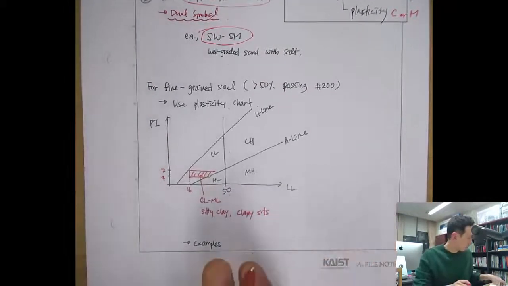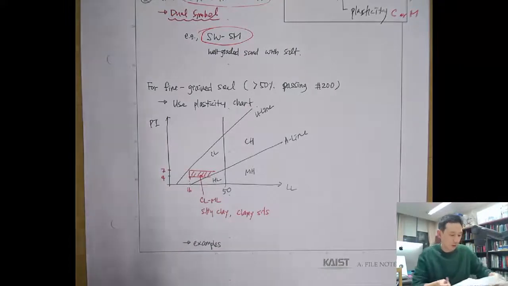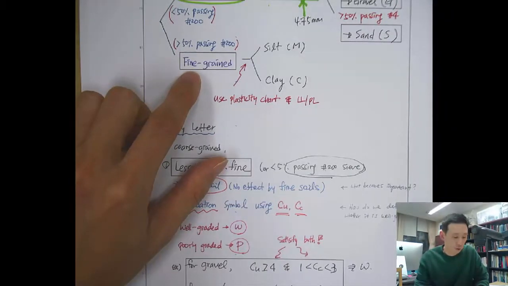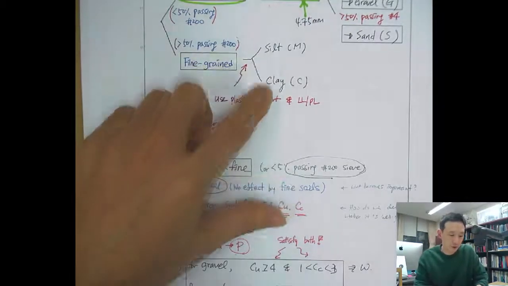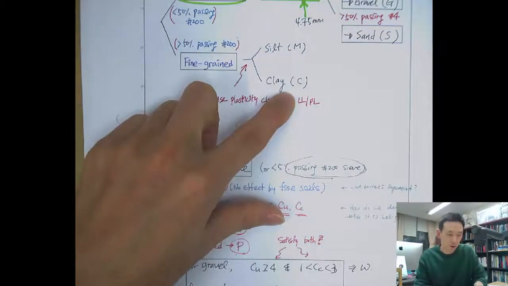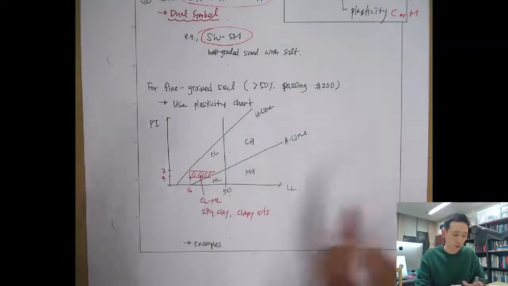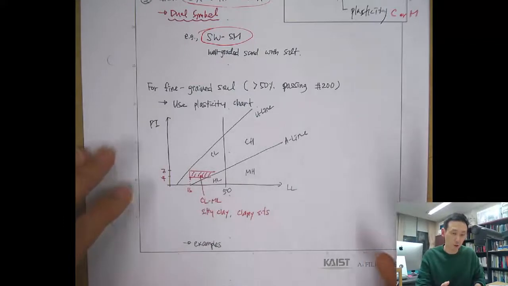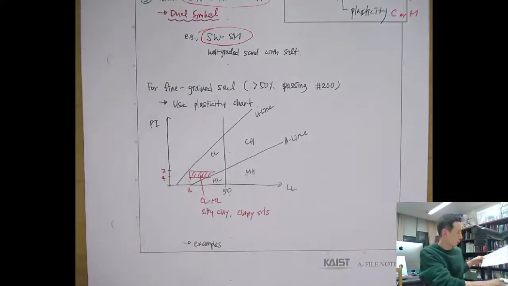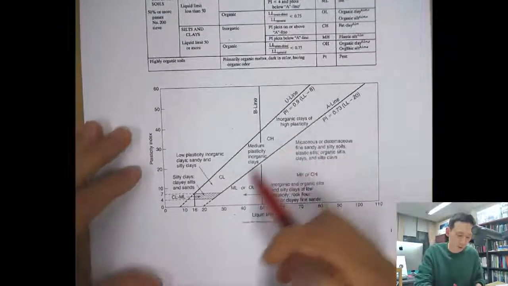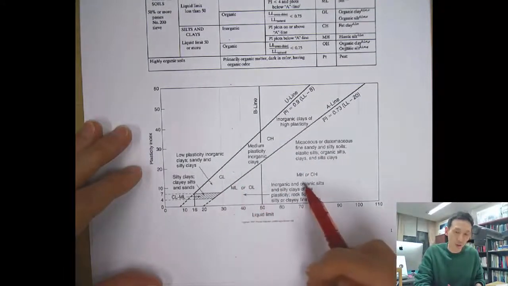Then the other case is when the percent passing number 200 is more than 50%. So that's categorized as fine grain soil. So then the main letter will be either silt or clay, M or C. And for that, actually it's very simple. You can just use the plasticity chart. You're going to run the liquid limit and the plastic limit test and use this chart and see if it's CH or CL, ML or MH.